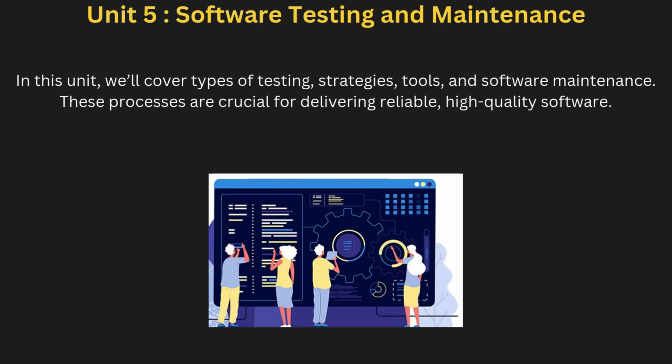In this unit we are going to explore one of the most critical phases of software development, testing and maintenance. Software testing is essential to ensure that the product is working correctly and meets the user's expectations. We will dive into the different types of testing and strategies that help developers identify and fix bugs as early as possible. Then we will explore the tools and techniques used in the testing process. Finally, we will look at the concept of software maintenance and how it keeps the software running efficiently after deployment. So let's get started.